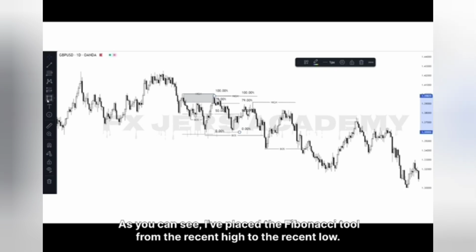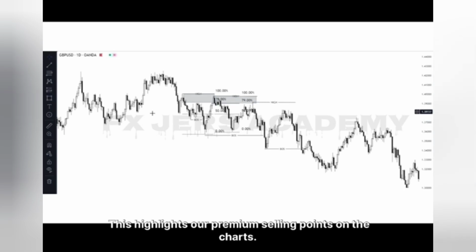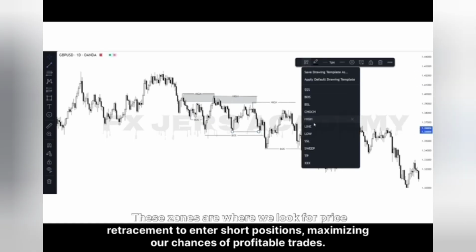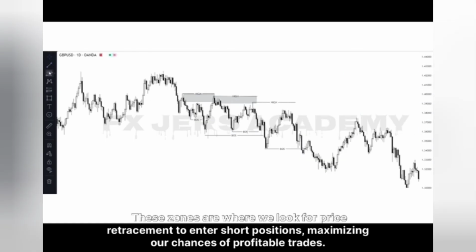As you can see, I've placed the Fibonacci tool from the recent high to the recent low. This highlights our premium selling points on the charts. These zones are where we look for price retracements to enter short positions, maximizing our chances of profitable trades.